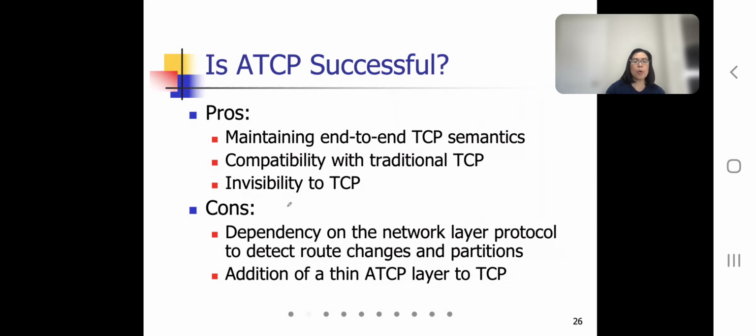Of course, the disadvantages are the dependency on the network layer protocol. So we said it relies on the ECN flag, and it relies on the ICMP message, destination unreachable. And some routers may not even implement the ECN flag. It depends on the network layer protocol to detect route changes, partition and congestion. And of course, it has another overhead of the ATCP layer. So now we have one more layer added to the TCP/IP protocol stack, so some more overhead there.